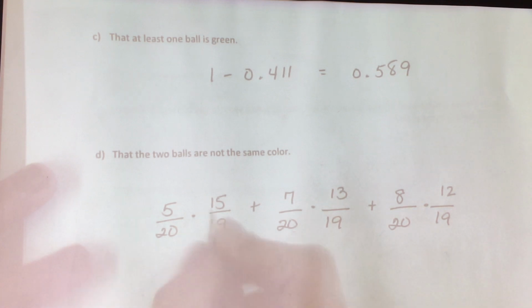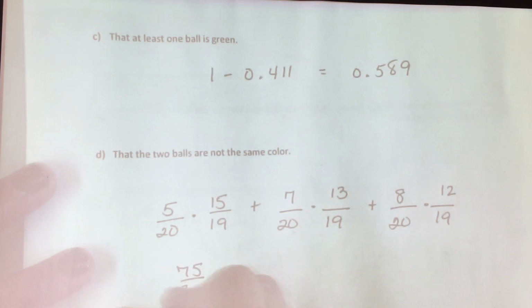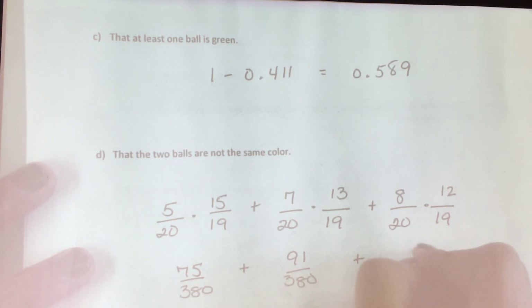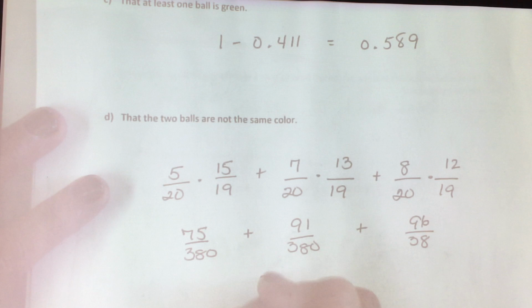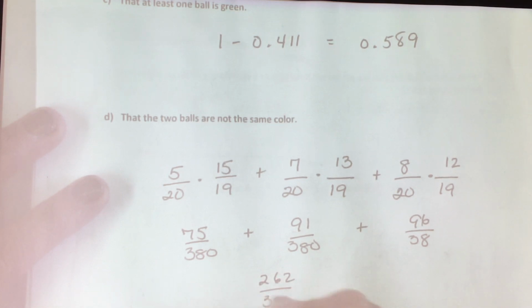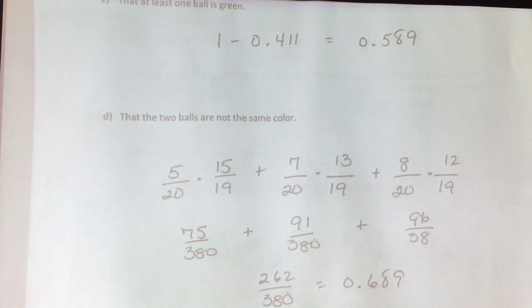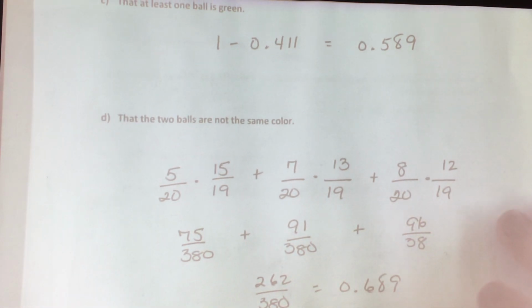And calculating all that, we have 75 out of 380 plus 91 out of 380 plus 96 out of 380. And doing that calculation, we have 262 out of 380, which is equal to 0.689. And this completes the first section of Chapter 7, Section 3.